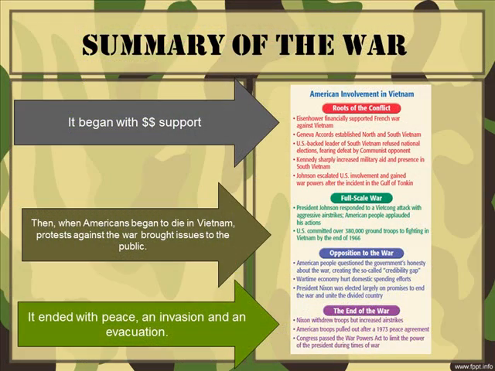So the final slide that we have here is the summary of the war. What we have here is the very beginning of it, the roots of the conflict, the full-scale war, and at the same time as the full-scale war is the opposition to the war happening, and then the end of the war and what happened. And you can look at that slide there.